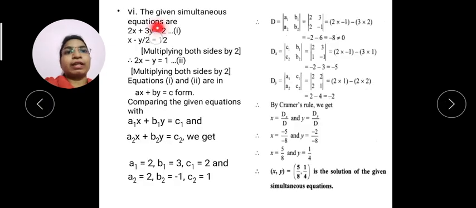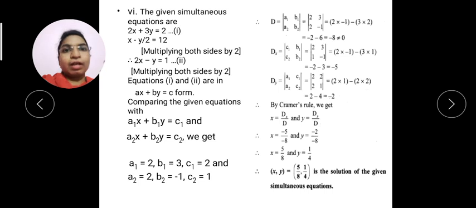Last question. The given simultaneous equations are 2x plus 3y is equal to 2. Now listen. In this equation, y by 2 will come. Simply multiply the whole equation by 2. Multiplying both sides by 2, what will you get? This 2 will shift here. So 2x minus y is equal to 1. Okay students, in this way, because here it is a 1, only 2 is there, not a 12, by mistake I wrote it here. So in this way, simplify the first equation, then compare.